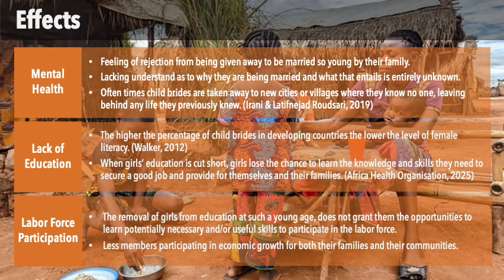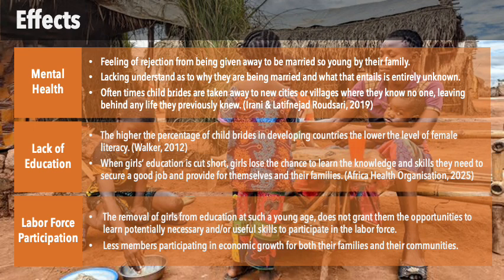They don't have the life experience, whereas the older ones may have gone to school. They may have a little more of an education. They may be able to take care of their siblings in a way that a younger child would not. So sometimes the child is entering an entirely unknown situation, which can be very scary and depressing and very stressful. And then oftentimes, regardless of age, the child brides are taken away to new cities or villages where they know no one. They don't know anyone. And so they're just basically leaving behind any life that they previously knew.